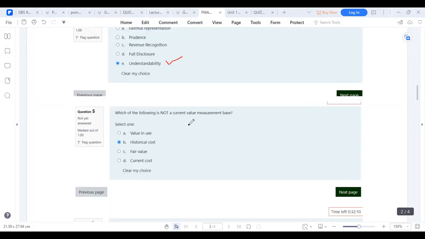Which of the following is not a current value measurement base? Value in use, historical cost, fair value, current cost. Which one is not? Okay. So we put historical cost. Are we together so far? Yes.